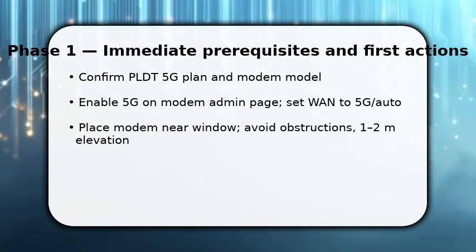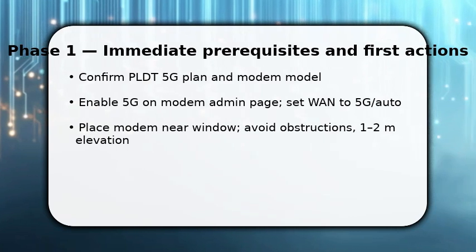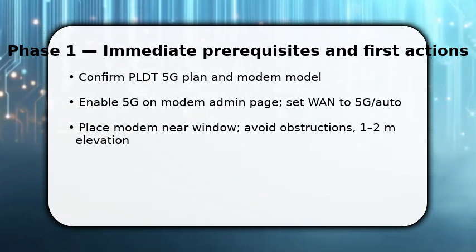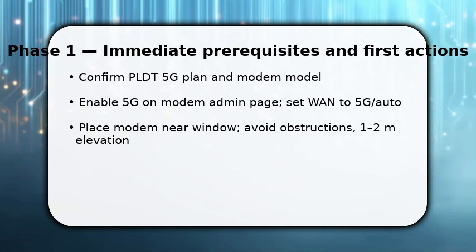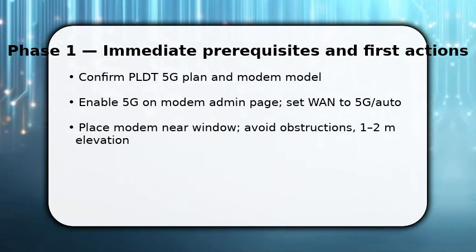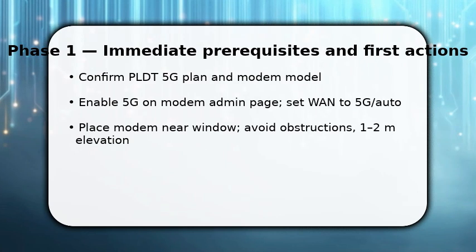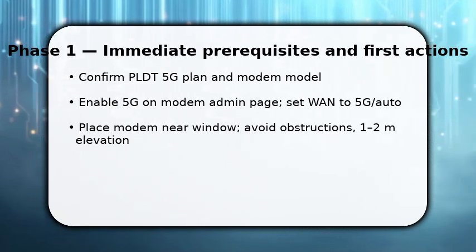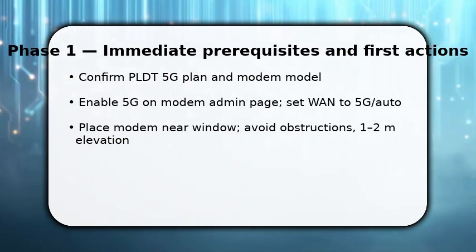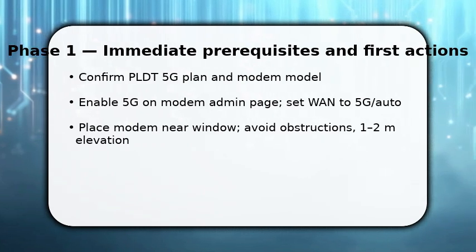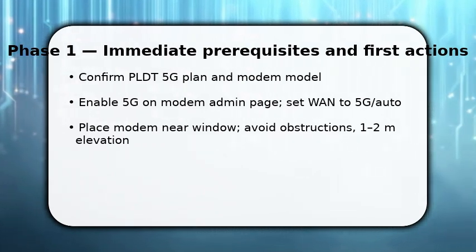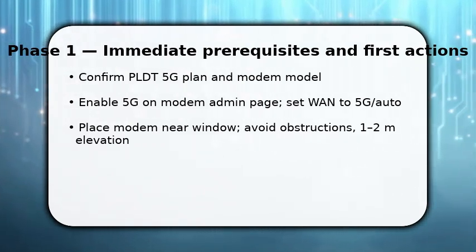You already have the essentials: an active PLDT 5G-ready plan and the compatible Fibr modem. First, log into the modem admin at 192.168.1.1 or my.pldt, use your credentials and switch the WAN mode to 5G or 5G/auto. Once done, set the SSID and a strong password.